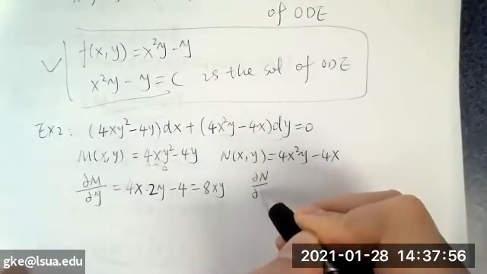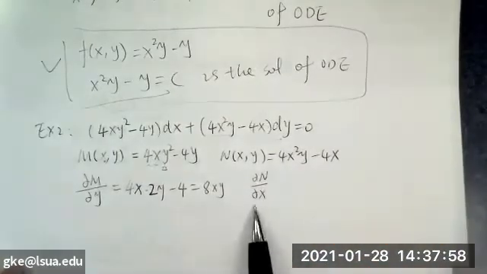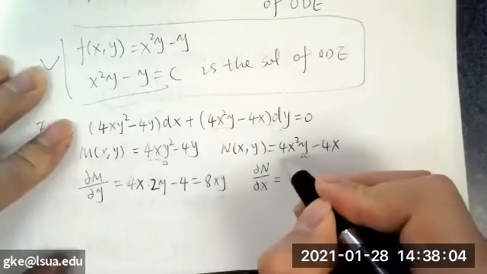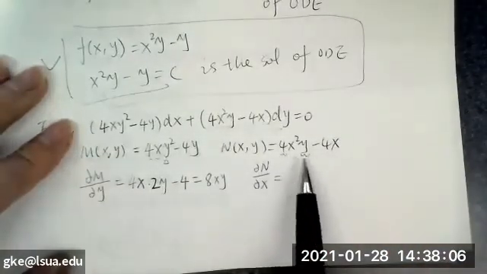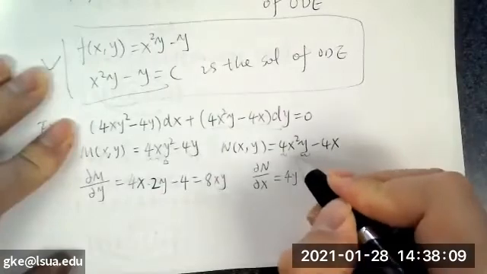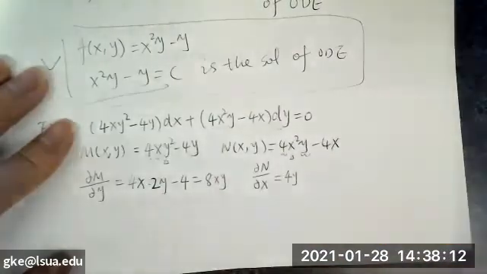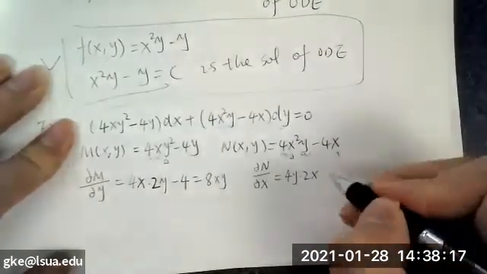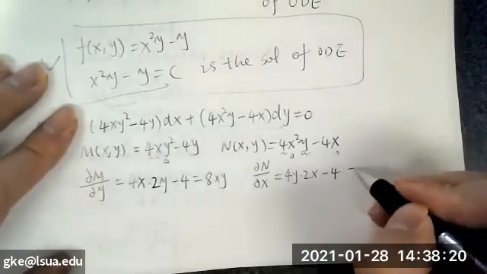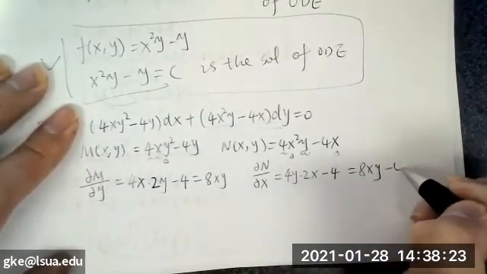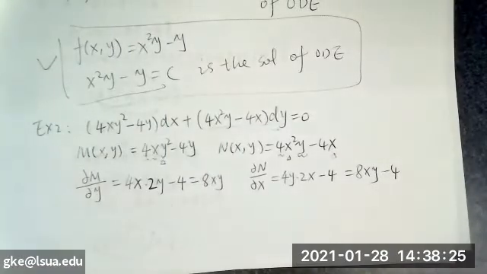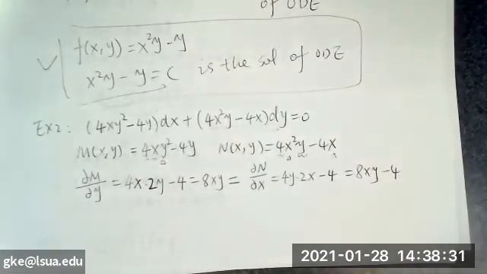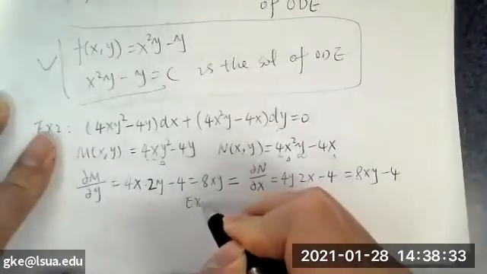Now partial N over partial x. Now we do the derivative with respect to x. So we treat the y as constant. Here, 4y is a constant. You just write down the constant and do the derivative of x squared, which is 2x, and the derivative of x, which is 1, times 4. And we're going to get 8xy minus 4. And you can tell these two equal each other. Right? Then that is an exact equation.